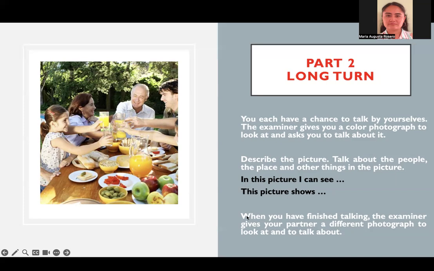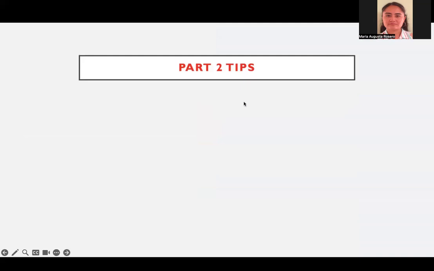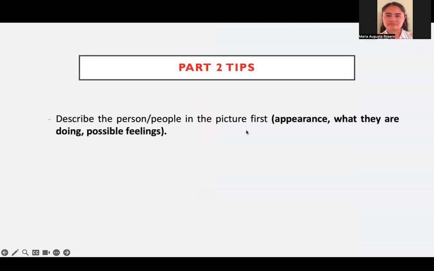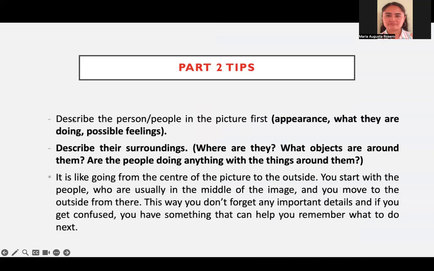And then, when you have finished talking, the examiner gives your partner a different photograph to look at and to talk about, right? So don't forget, you get a colorful picture, and then based on this picture, you start describing what you can see, okay? Now we have something else, part 2 tips, that you have to consider.